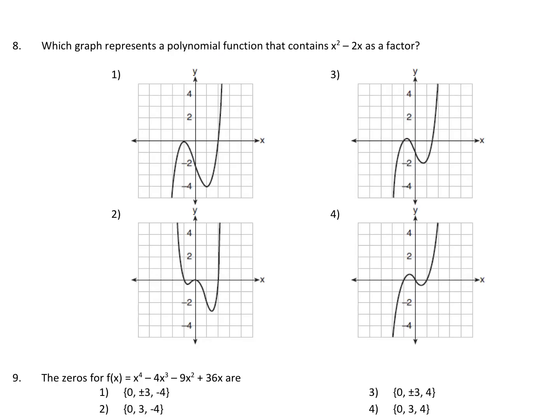Number 8, which graph represents a polynomial function that contains x squared minus 2x as a factor? Okay, well, let's first take a look at this. This right here, we can factor that further. Can't we pull an x out of each of those terms? So if we pull out an x, that's going to leave us with x minus 2. All right, so these are our two factors from what they're giving us, x times x minus 2.